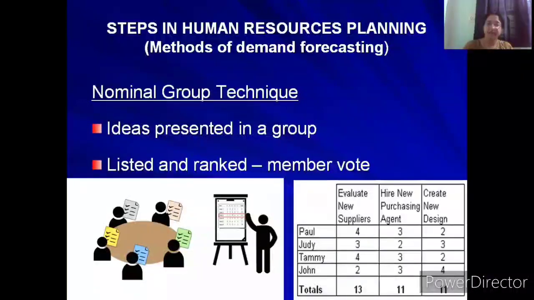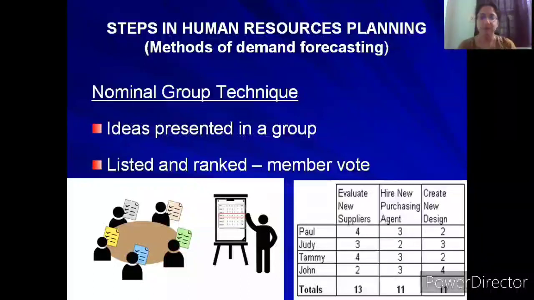So take an example of member vote, which I have mentioned here. What happens in a member vote is 3 ideas are presented. Now have a look at the picture on the right hand side. One idea is evaluate new suppliers. The second idea is hire new purchasing agent. The third idea is to create new design. Okay, so these are the 3 ideas.